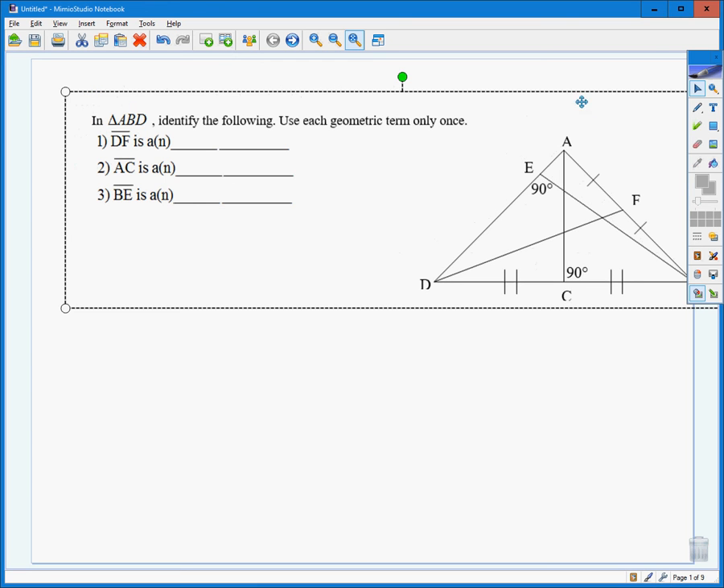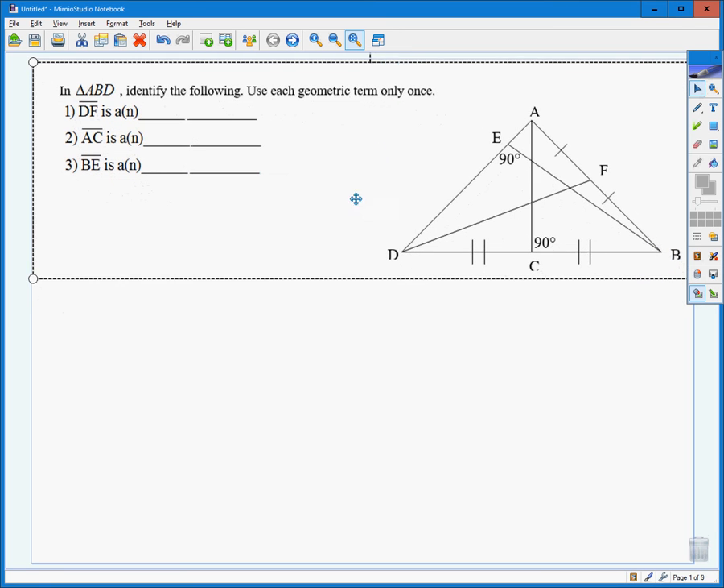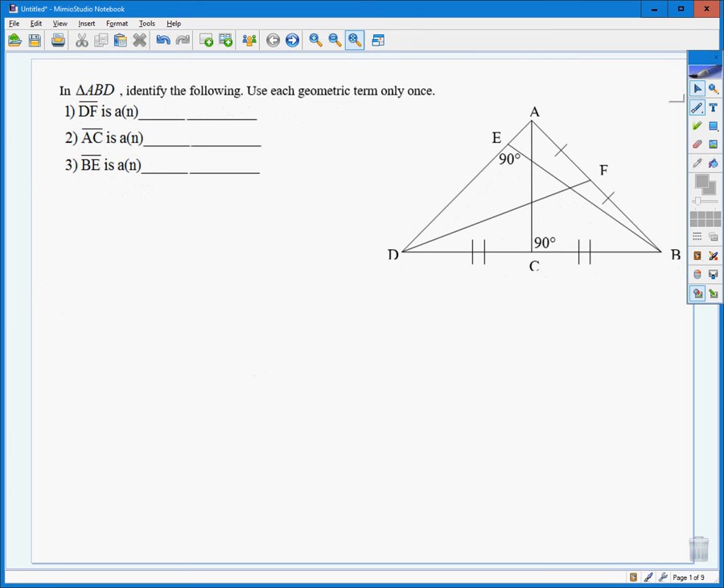Be sure as you're studying that you take the time to go over your vocabulary terms in this section. These problems are like ones that were on your quiz. We can only use a term once, so I'm going to look at where DF is. DF is from a vertex to the midpoint of the opposite side. So DF, by definition, is a median.